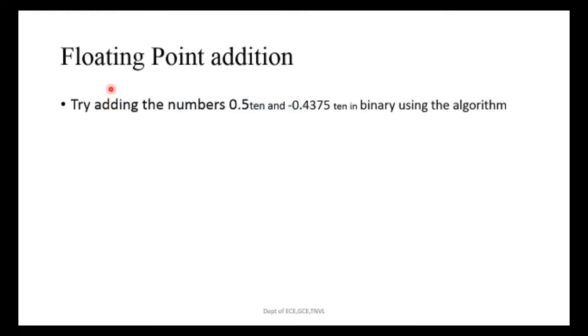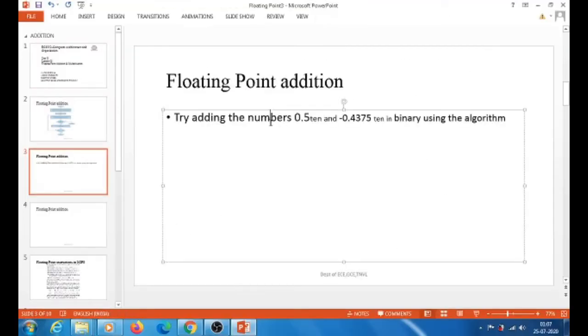So now let us do this floating point binary addition. We are going to do the addition of the numbers 0.5 in base 10 and minus 0.4375 in base 10 in binary using the algorithm. So we are going to apply the floating point addition algorithm here. We need to add these two numbers.